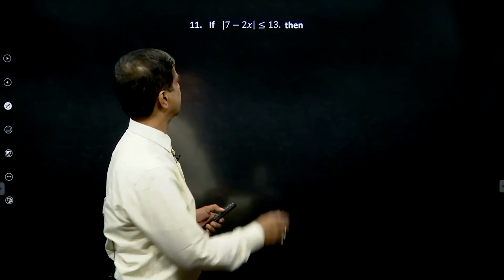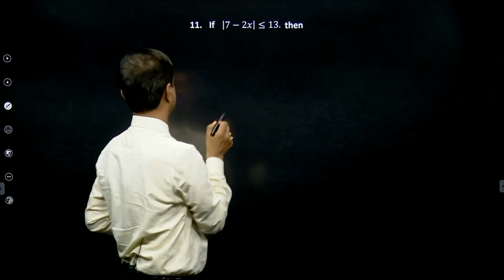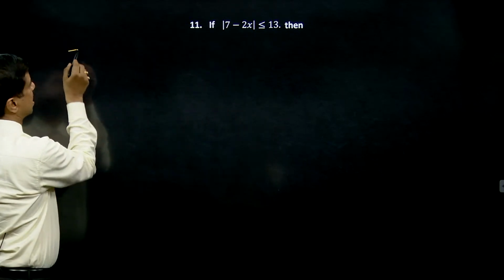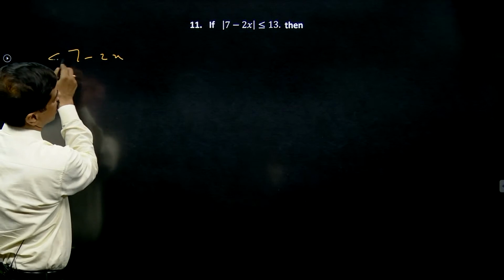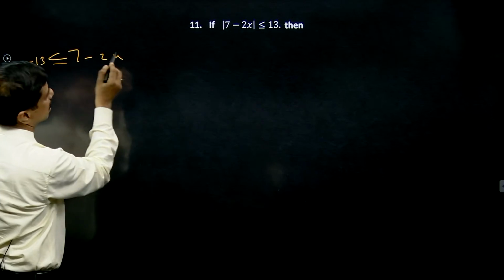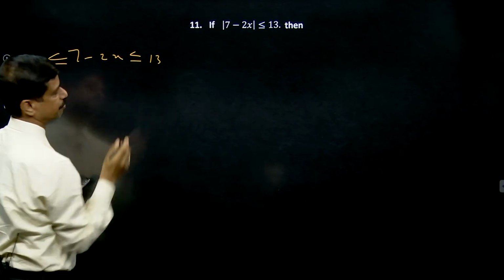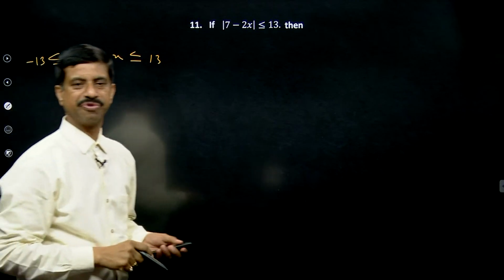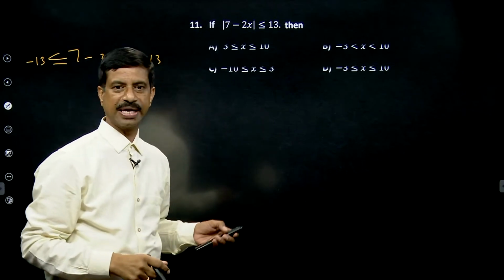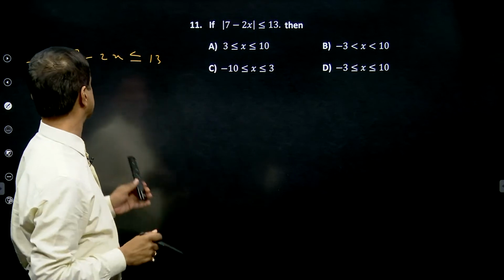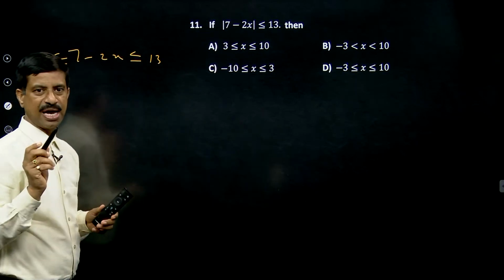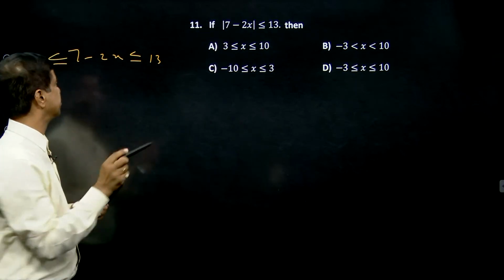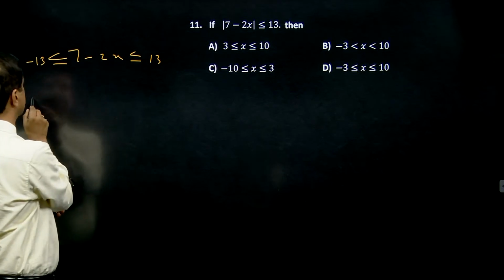Right children, so let's move to the next question. Look at this, mod of 7 minus 2x is less than 13. So 7 minus 2x is greater than or equal to minus 13, less than or equal to 13. So now using this, I should find out the limits of x. To find the limits of x, I need to subtract 7 first.